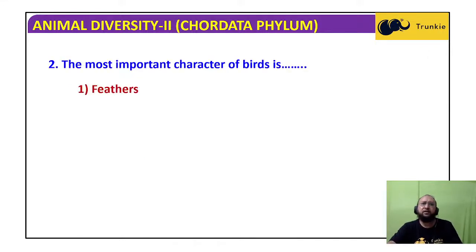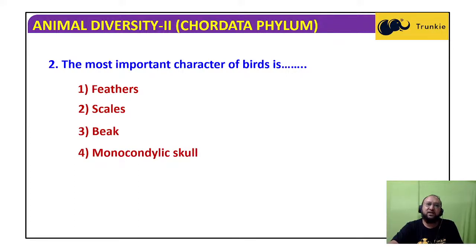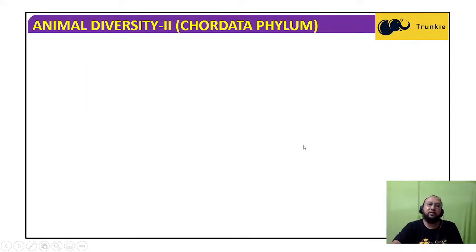Now the most important character of birds is the feather, or is it the scales, beak, or monocondylic skull. It is feathers, a unique feature. Monocondylic skull may be found in some other animals also, but feather is a unique feature. The scales are also found in some other animals. Beak is unique, but obviously beak is smaller in size, and feathers are found all over the body.